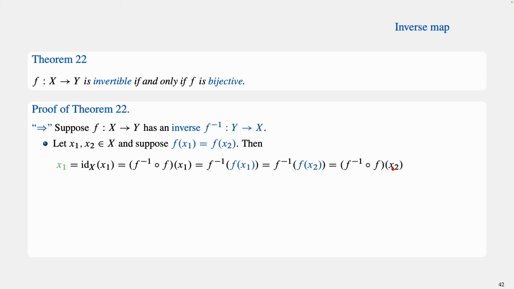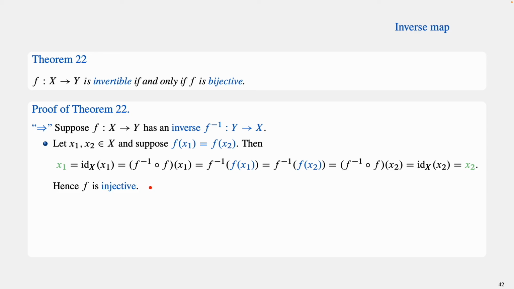F inverse composed with f being applied to x2. But this is the same as the identity on x being applied to x2, which is x2. So here, through this rather long chain of equalities, we see that x2 is identical to x1. So from the assumption that they get mapped to the same value under f, we conclude that they're identical. And that means f is injective.